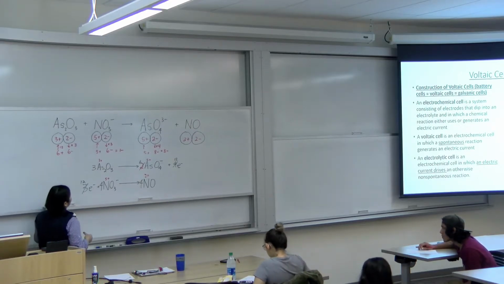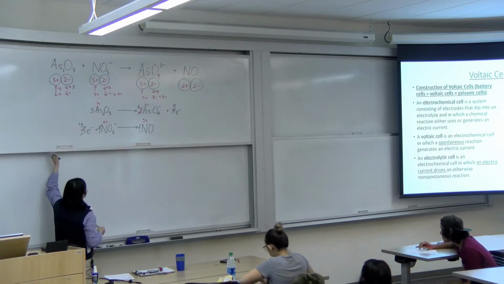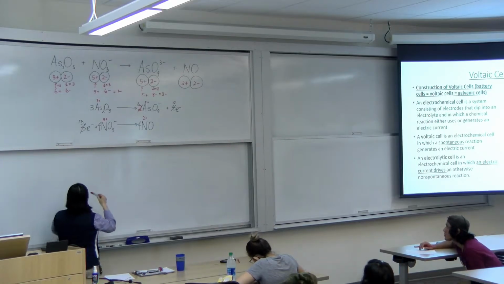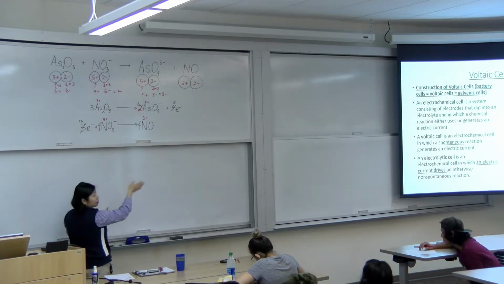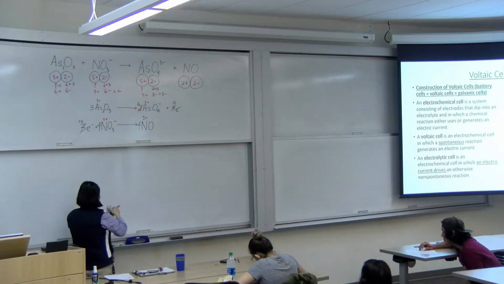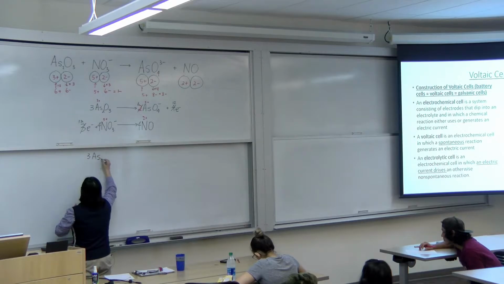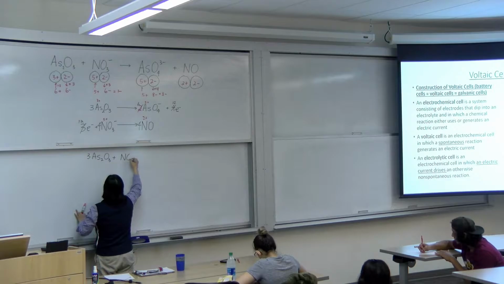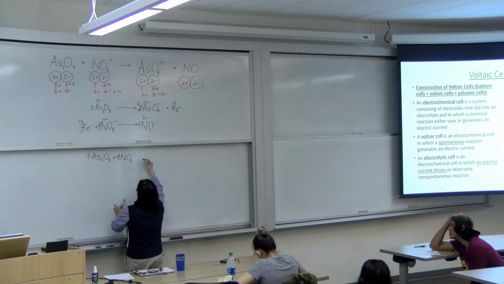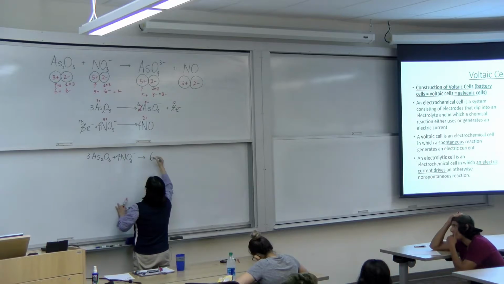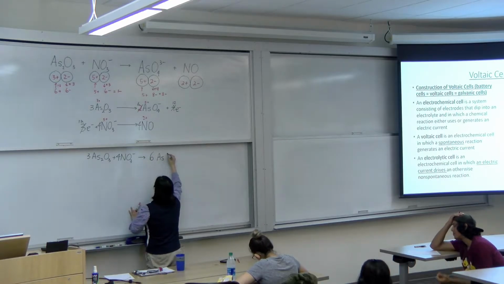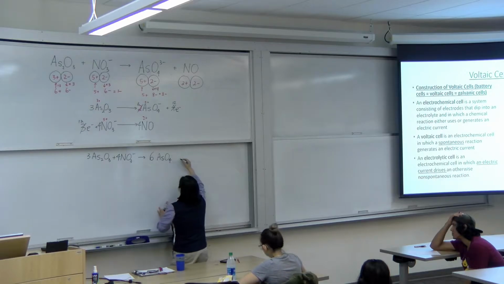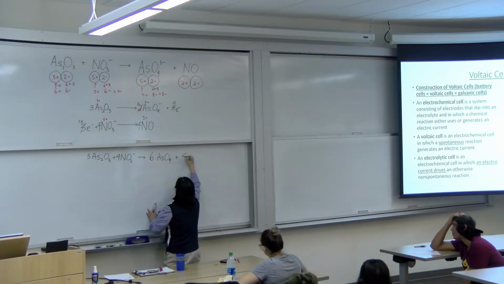Okay? Now, the next step is to bring everything down. So I'm going to bring of course my 12 electrons cancel, so I'm not bringing those down, right? But everything else I'm going to bring down. My 3 As2O3s, my NO3 minus, and I have 4 of them. Okay? And I've got my 6 and then my 4 NOs.